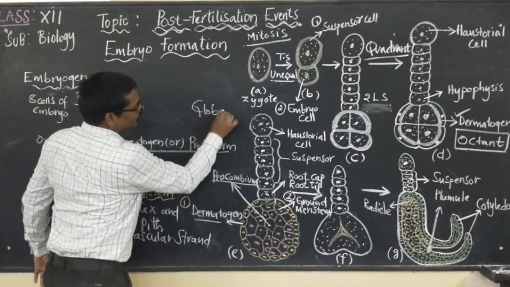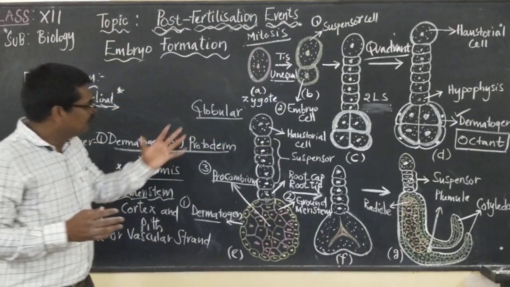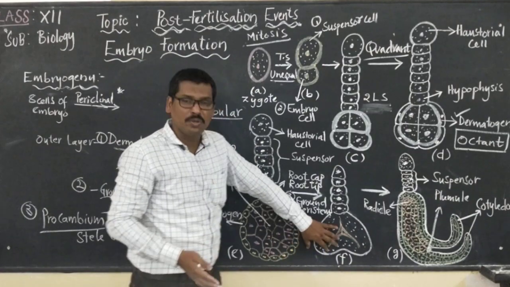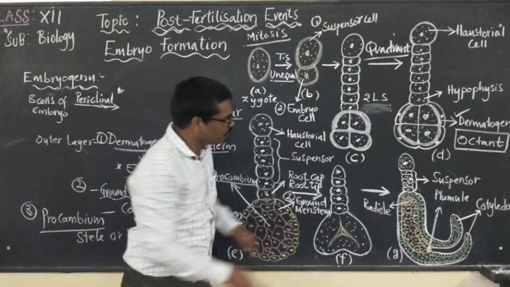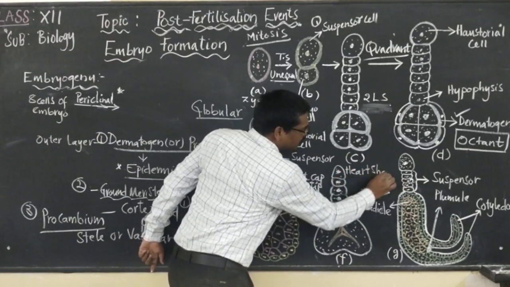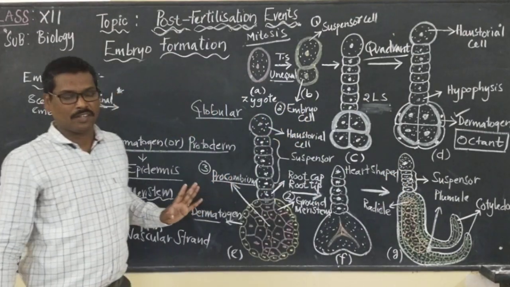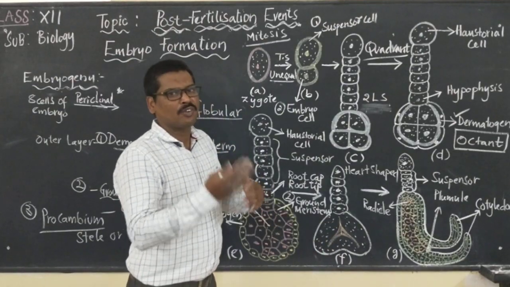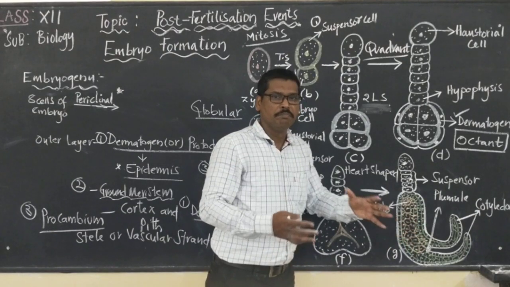Okay, it is called the globular structure. Slowly this globular structure develops and changes into another simple structure called the heart-shaped structure. This is another one you have to remember, heart-shaped structure. And this heart-shaped structure now continuously undergoes mitotic division, developing into a mature embryo.